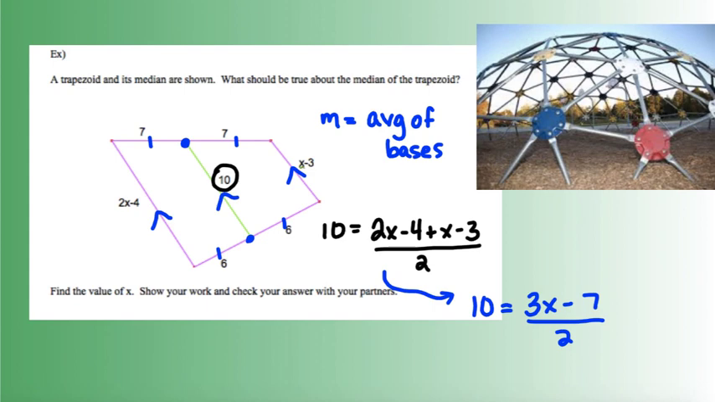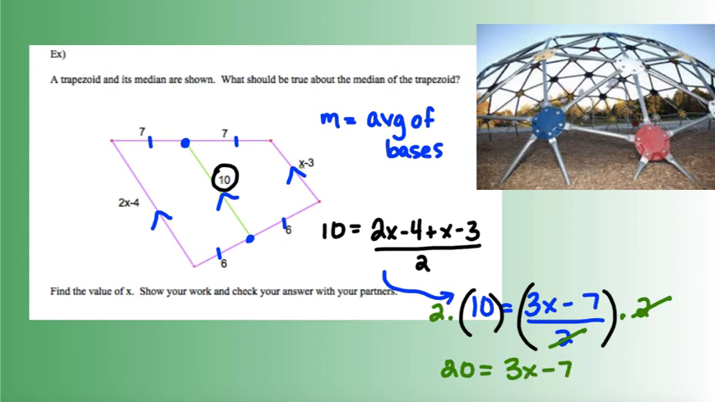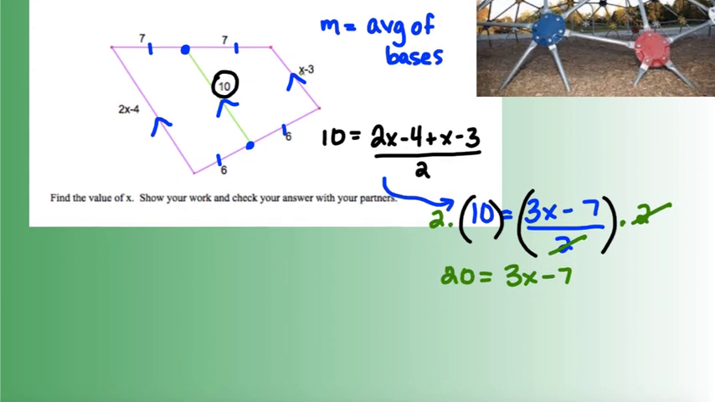Now, a really nice thing to do right here would be to clear fractions. We clear fractions by multiplying both sides by the lowest common denominator, in this case 2. The 2's over here cancel, and 2 times 10 gives me 20. So 20 equals 3x minus 7. Again, a linear equation, so I'm going to add 7. I get 27 equals 3x, and therefore x equals 9.